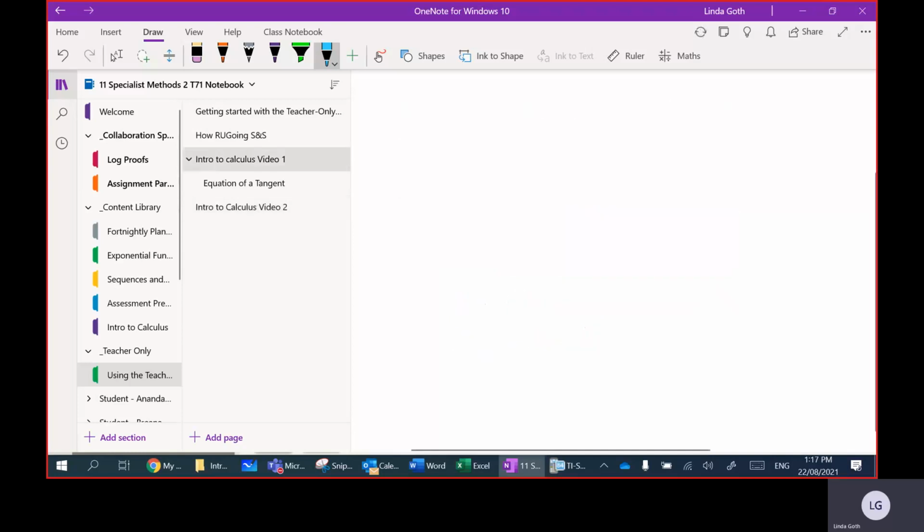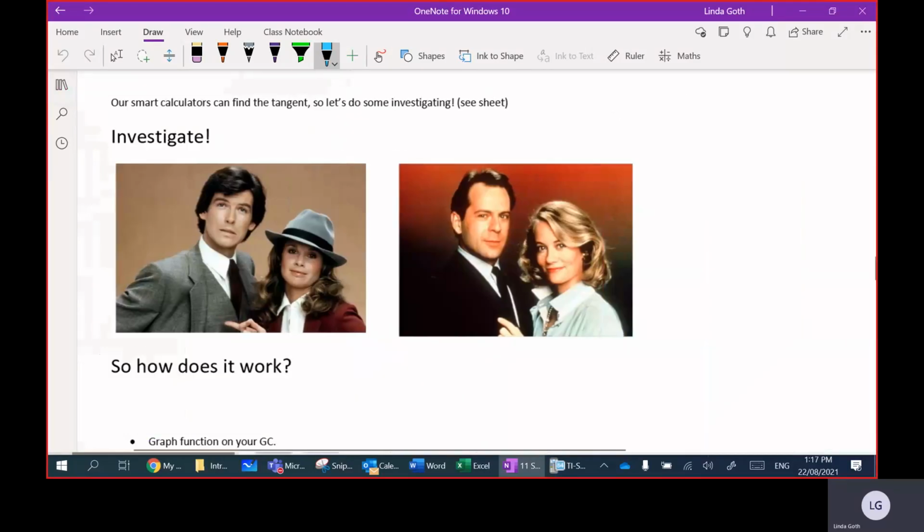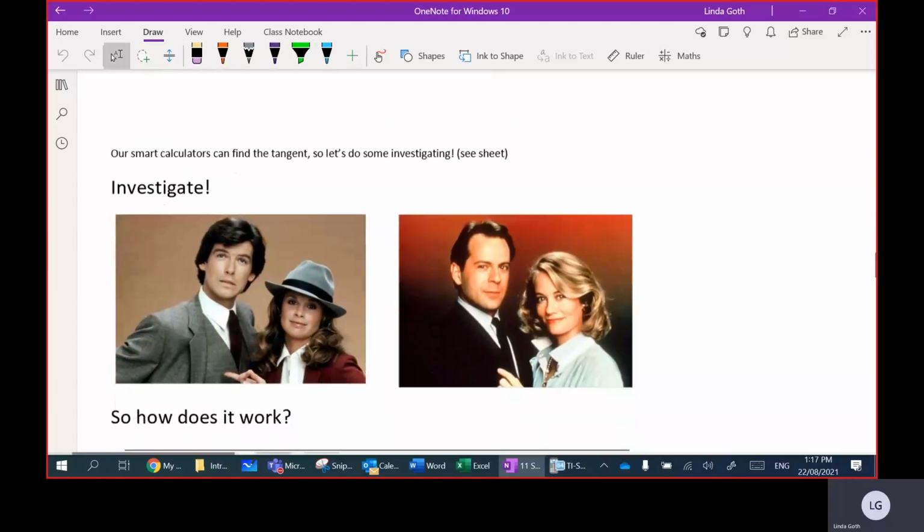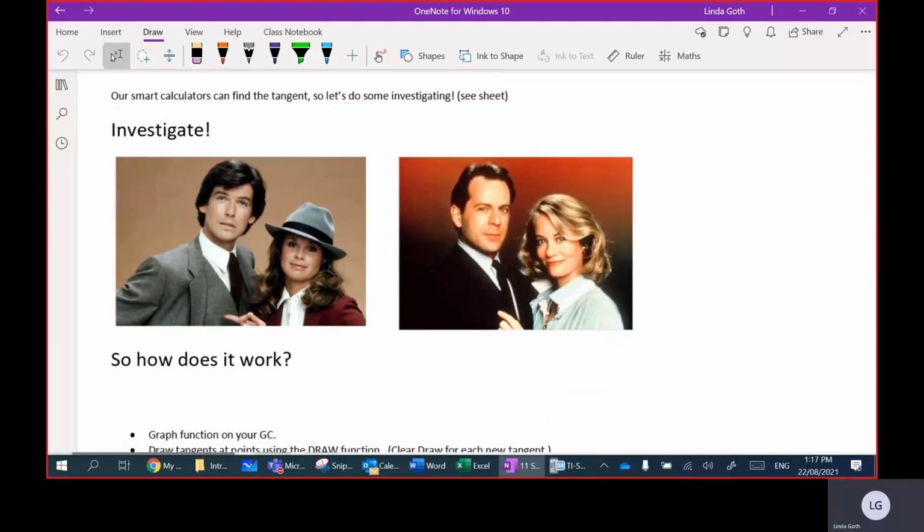So I'm going to take you back to the screen I had earlier. This is the first part of the video up here, and this is the second part. Now we're talking about trying to find the equations or the gradients of tangents at a particular point on a curve. And we know we can't do it using m equals y2 minus y1 on x2 minus x1 because we actually only have one point. We've got a curve of some sort. We're trying to find the equation or the gradient of the tangent right at that point, so we've only got one point. Our calculators, however, are pretty smart and they know how to do this.